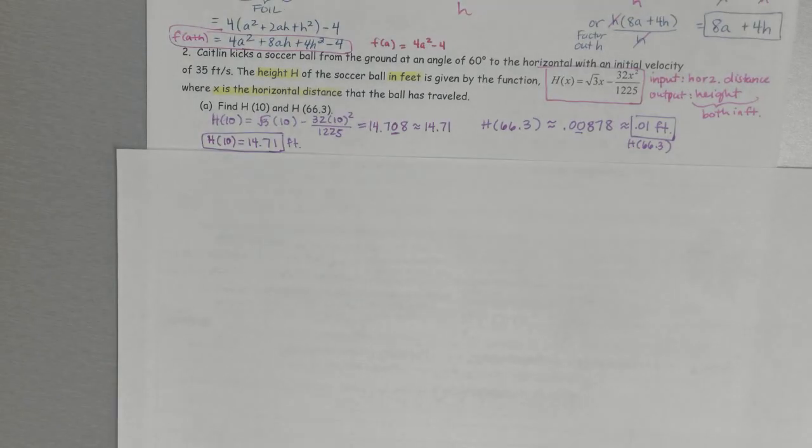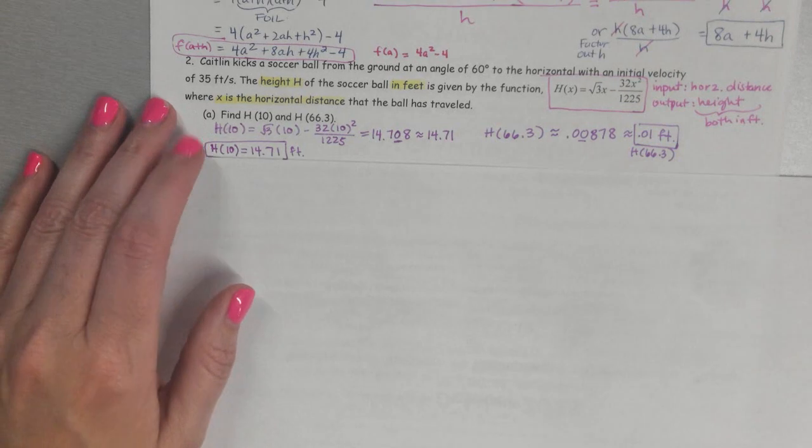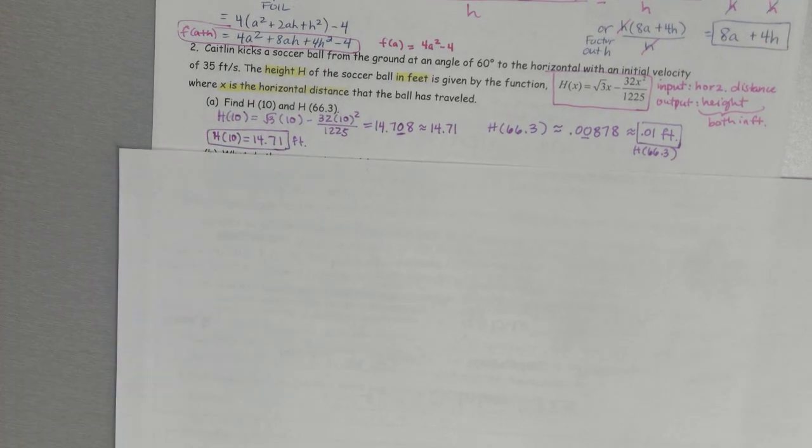So when you plug in the 10, you're going to round to the nearest hundredth. 14.71 is what you should get for h of 10, and that's measured in feet. And then when you plug in the 66.3, you get 0.00878, and when you're rounding to the nearest hundredth, that's 0.01 feet. Questions for me on part A? Plugging it in and finding the answer is good?